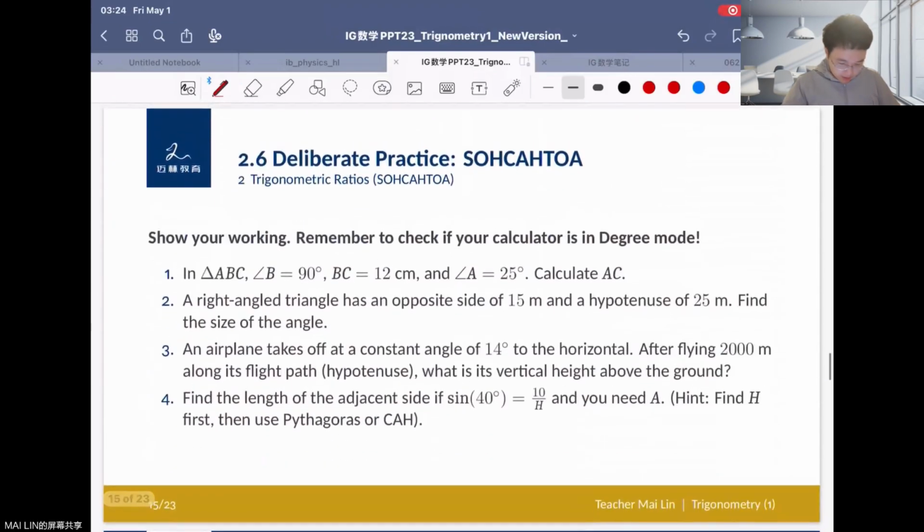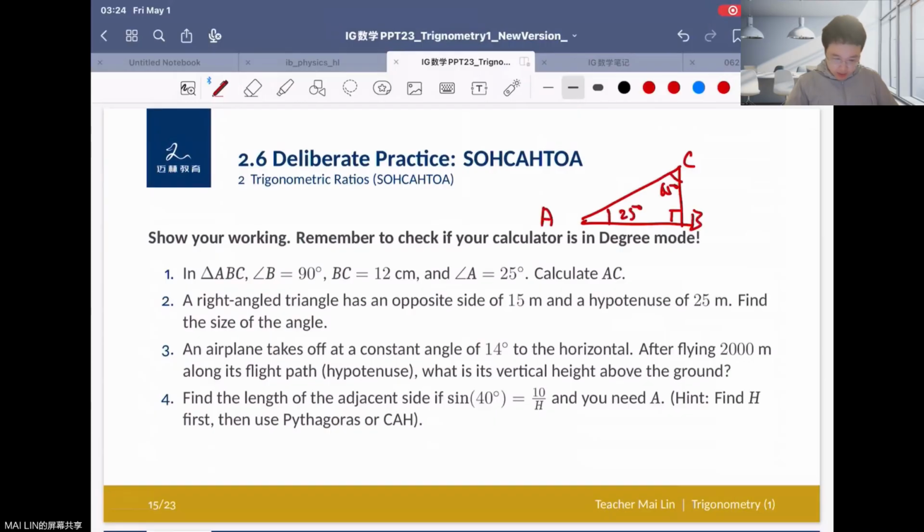And for deliberate practice, if you want to try yourself, you can pause the video and do it yourself. But if you want to keep going, you can just follow with me. So let's go to the first problem. In the triangle ABC, angle B is 90 degrees, and angle A is 25 degrees. This is A, this is C.